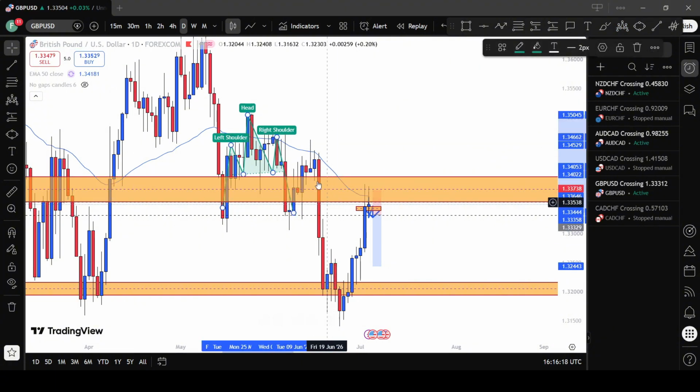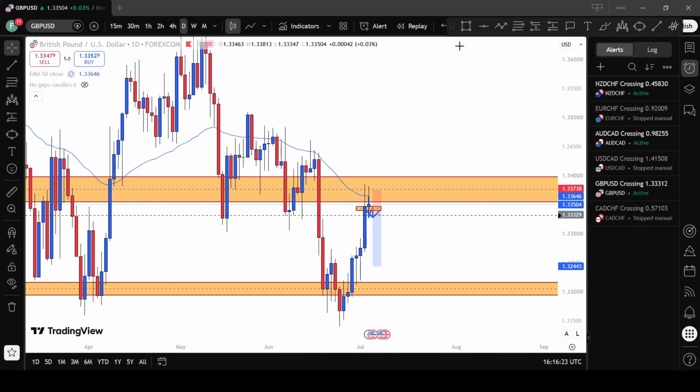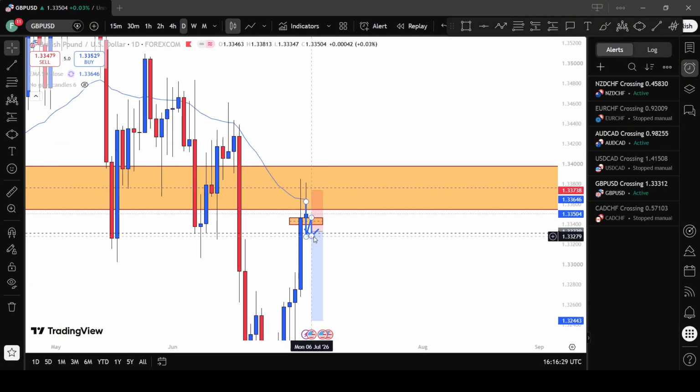Then we had a pullback, had a push. We're actually having a pullback once again, so we might have a push from this area here, for instance, again. That's on daily. Now, as I was saying, on the daily time frame, you can see that price slowed down once it reached the area of interest.